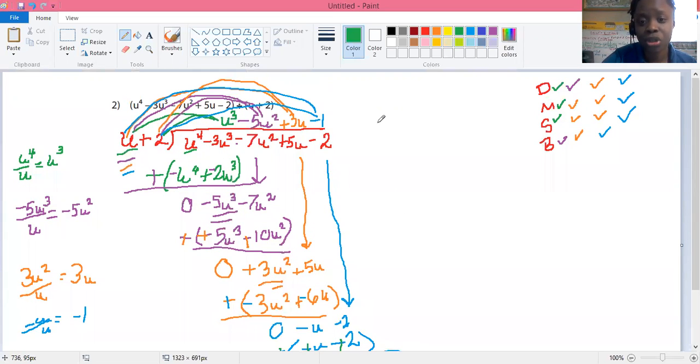And that's our answer. So the answer for this problem is u to the third power minus 5u to the second power plus 3u minus 1.